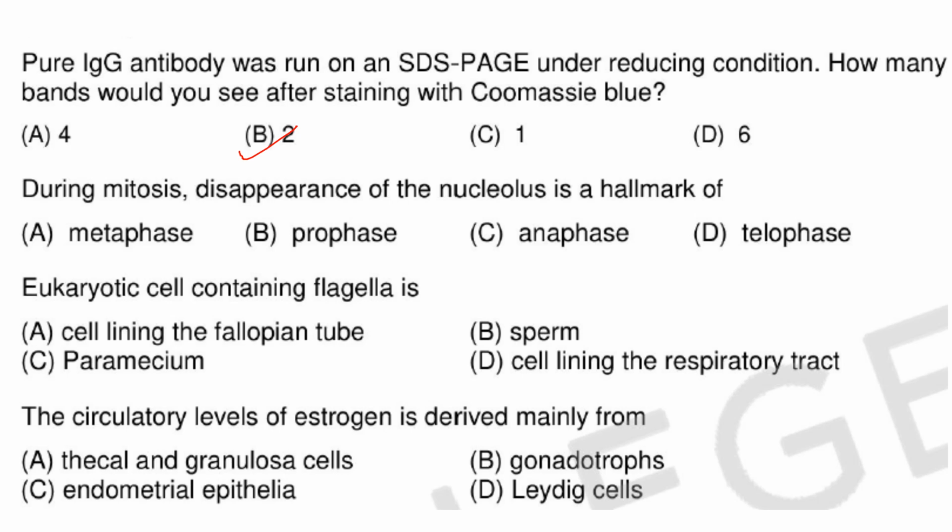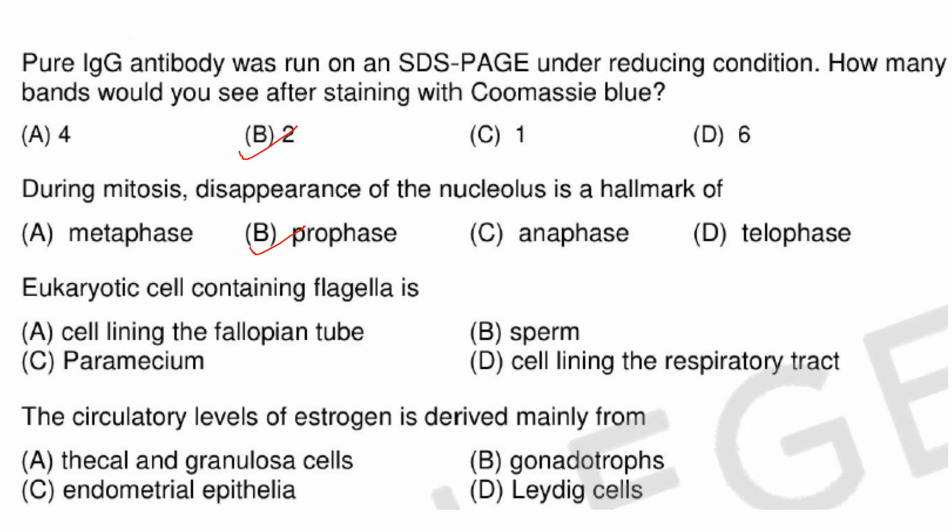Then next one. During mitosis, disappearance of the nucleolus is a hallmark of. So it is a hallmark of the prophase stage. In the prophase stage, chromatin condenses, nucleolus disappears, nuclear envelopes break down and centrioles separate.